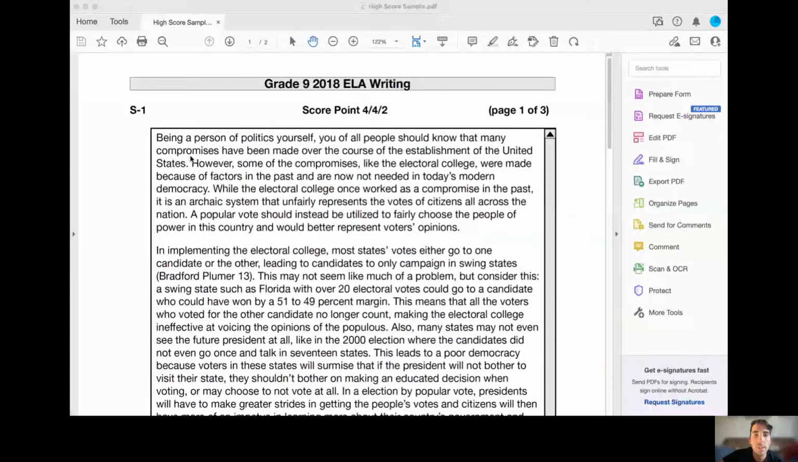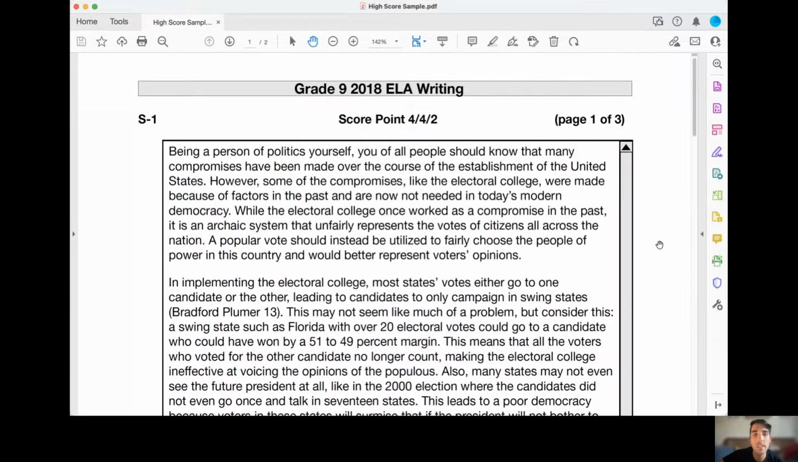So let me share my screen. Let me find the correct screen to share. There we go. All right, so now you should be able to see the sample essay. Let me get rid of some of this clutter since you only need to see the essay.